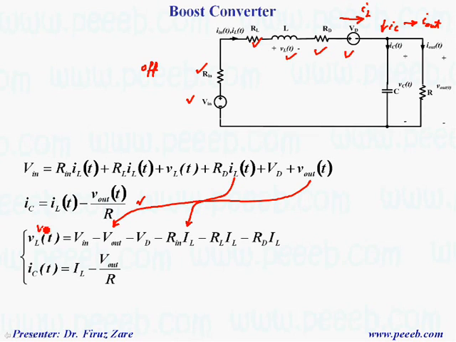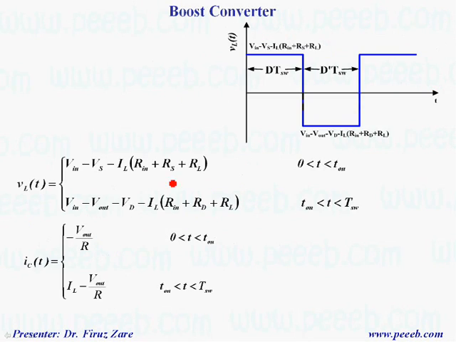Then we can find the voltage across the inductor in terms of this parameter and the current through the capacitor in terms of these parameters. So this is basically the voltage across the inductor for the time that the switch is on and off. Same for the current through the capacitor when the switch is on and when the switch is off. So basically in a steady state, the average voltage across the inductor should be 0, as well as the average current through the capacitor should be 0.